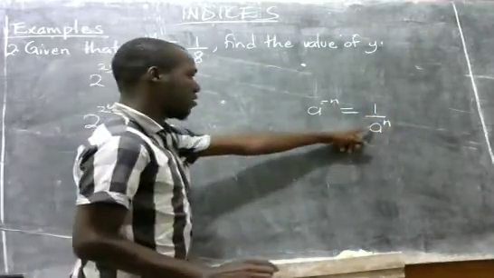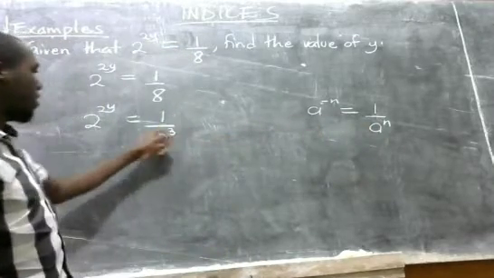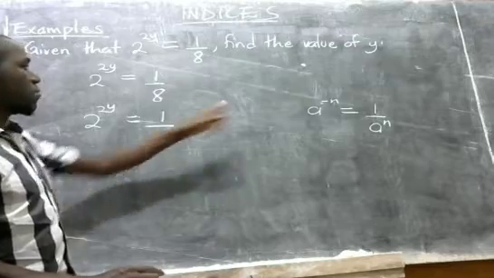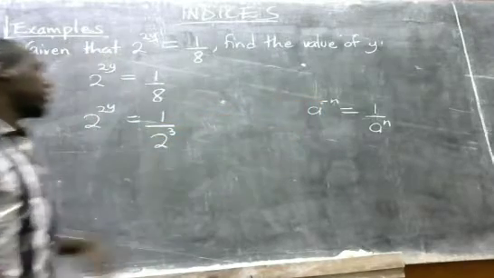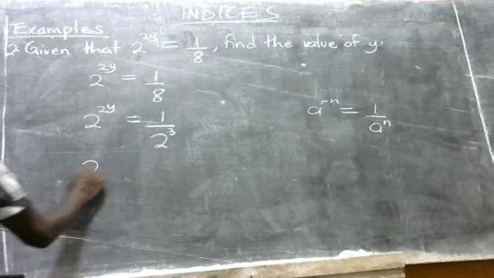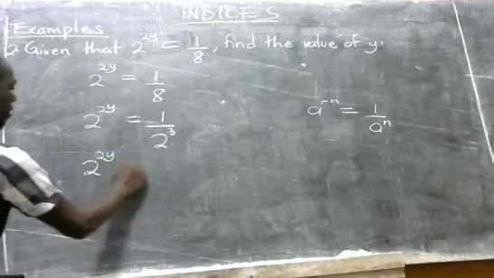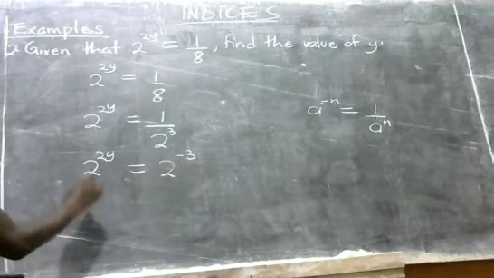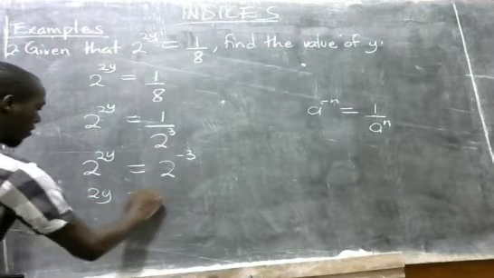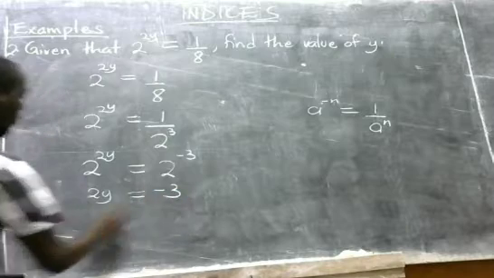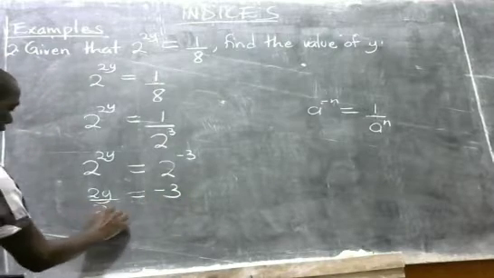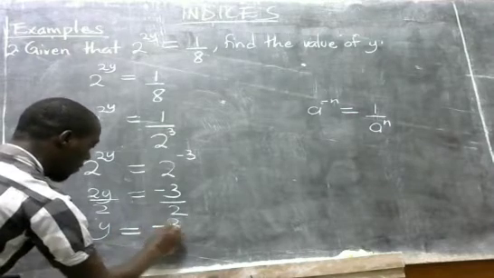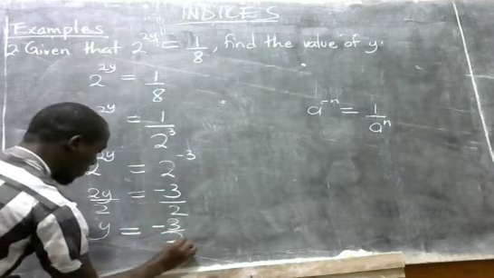This is the concept I'm going to use. This is a power n, where n is 3 and a is 2. So I'm going to write it like that there. So this is going to be my 2 power 2y. It's going to be equal to 2 power negative 3. Therefore, my 2y is equal to negative 3. Then the value of y becomes negative 3 all over 2.